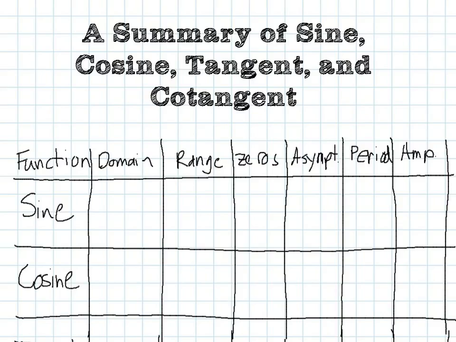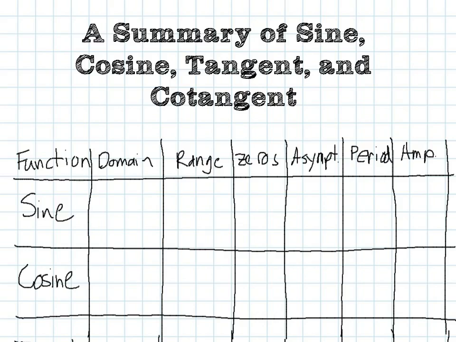Today I'd like to give you a summary of sine, cosine, tangent, and cotangent thus far, as of what we've already learned. Okay, so this chart might be helpful later down the road to help you be able to put everything together.